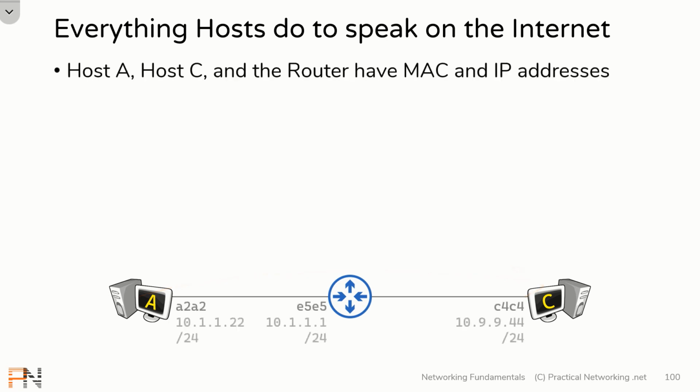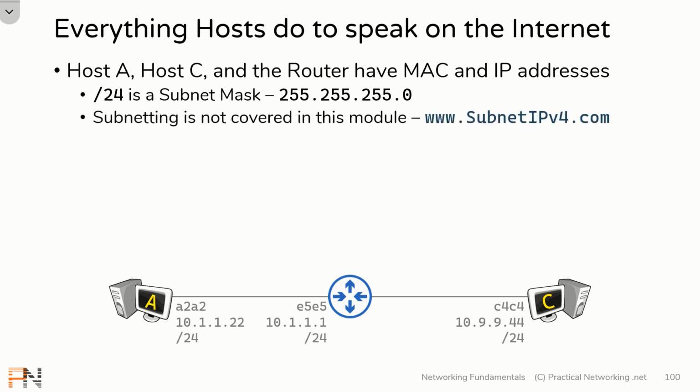Both of our hosts and our router have a MAC address and IP addresses. And once again, I'm only showing you the short version of the MAC address to conserve screen real estate. Now this /24 you see on all of them is simply another way of representing the subnet mask. And again, the subnet mask simply defines how big a particular network is. All of this is a function of subnetting, and once again we are not going to be covering subnetting in this module.